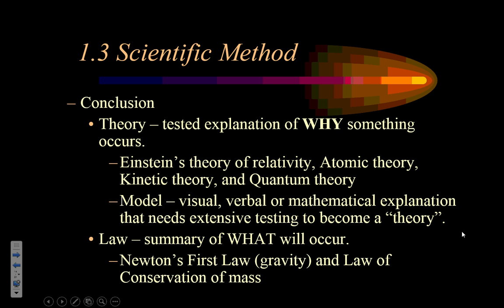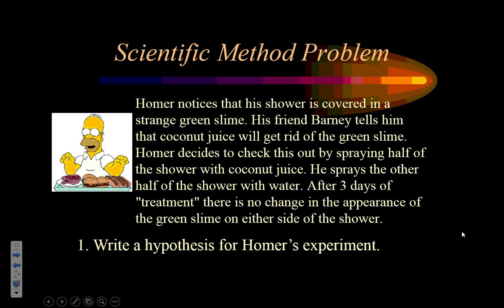So in that particular case, we're not saying why, we're just saying you can't create or destroy the atoms that make up substances. So your mass is going to be constant. What you weigh before is what it's going to weigh after. Now, here's an example of a scientific method problem.